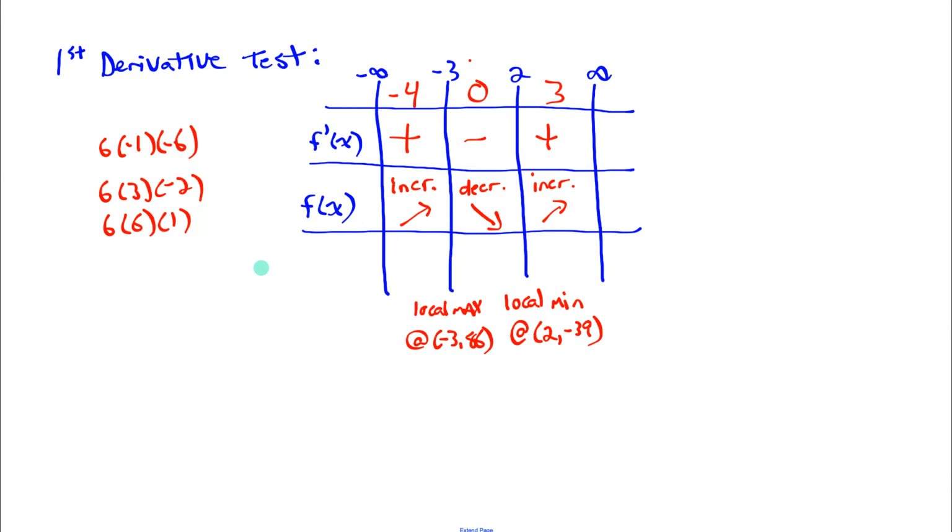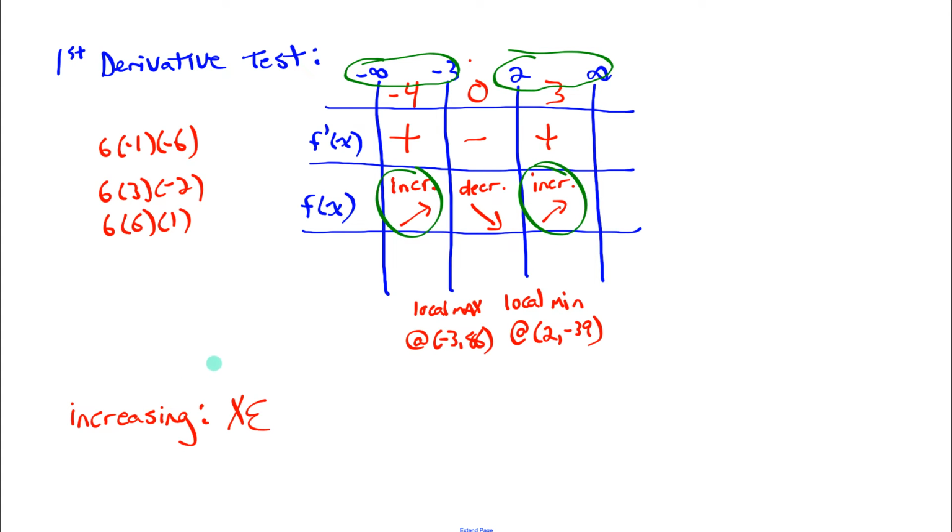The question also asks us to state intervals of increasing and decreasing, and since we have this table, we can do that. So when is the function increasing? The function is increasing when x is an element of numbers in either this interval or this interval. That's because those are the two intervals where the function is increasing.